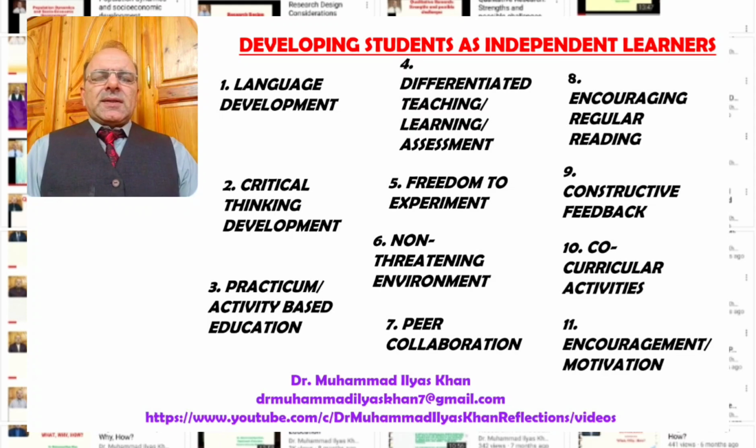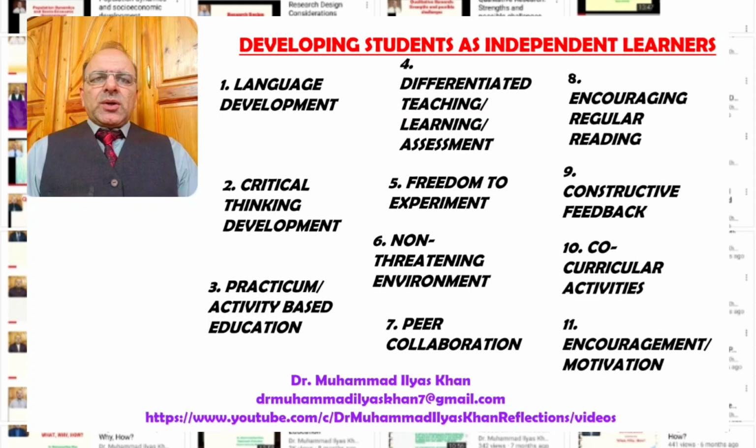Secondly, the second important thing that we need to develop in order for students to become independent learners is the development of critical and independent thinking. Critical thinking makes students independent in terms of thinking on their own, on their observations and experiences, and in terms of coming up with original ideas.